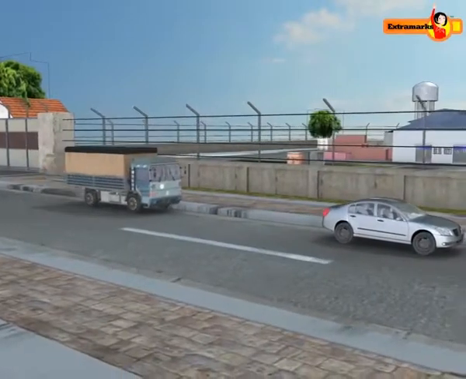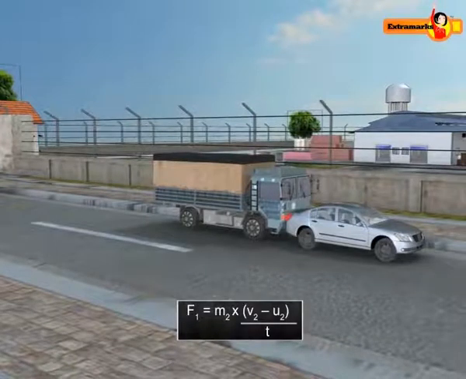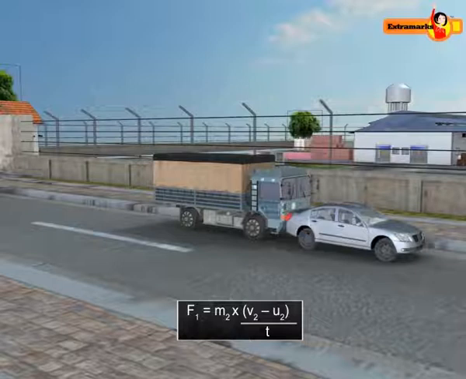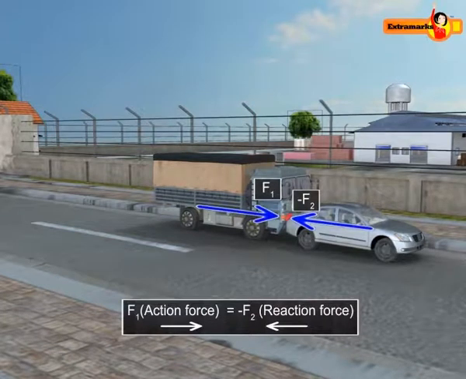From Newton's second law of motion, the force exerted by the truck on the car is given by force F1 equals the mass of the car m2 into change in velocity of the car, that is v2 minus u2, divided by time t. Now, the force exerted by the car on the truck is denoted by F2. Force F2 is equal to mass m1 into change in the velocity of the truck, that is v1 minus u1, divided by time t. The force exerted by the truck on the car is the action and the force exerted by the car on the truck is the force of reaction.